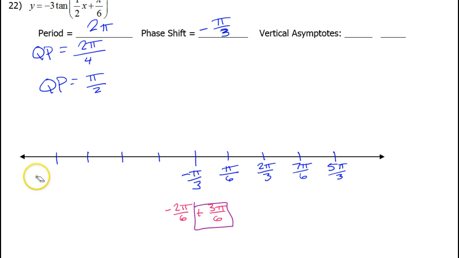Now, for the left-hand side of my graph, the other period, instead of adding 3 pi over 6, I'm going to subtract 3 pi over 6. Alright, so again, I'm going to put my values far away for a minute. If I do negative 2 pi over 6 minus 3 pi over 6, that's going to be negative 5 pi over 6.